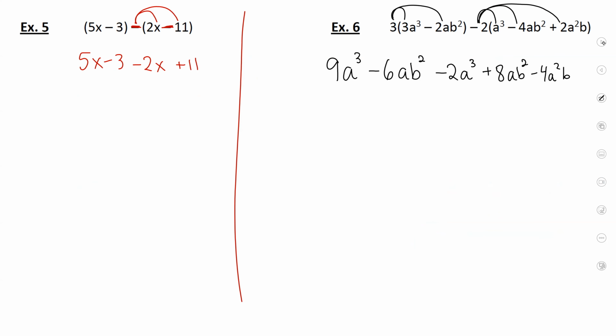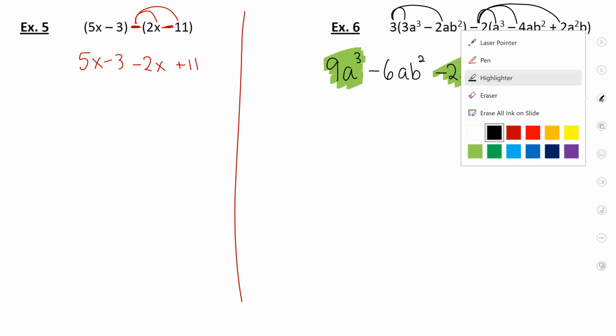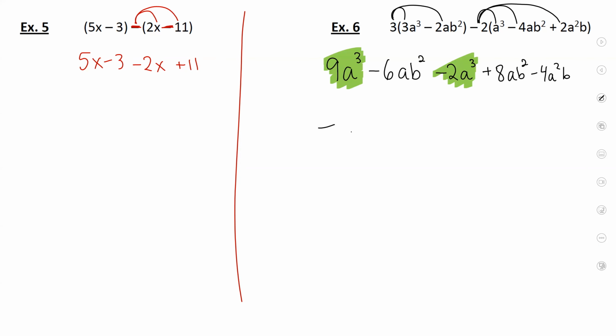So guys, what's the biggest exponent here? Good. Okay, so this is a cubed and this is a cubed. So what will this be? Yep. So this will be 7a cubed. Now we started off with an a, so let's focus on a's. Which one of these is the next highest degree for the a? Okay, so what should I write? Yes, -4a squared b comes next.